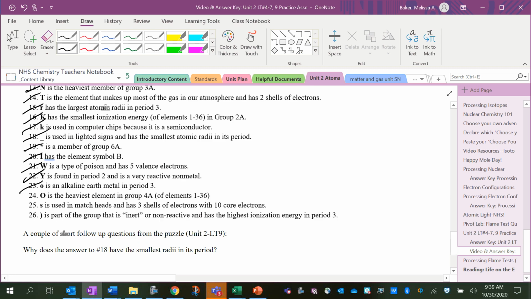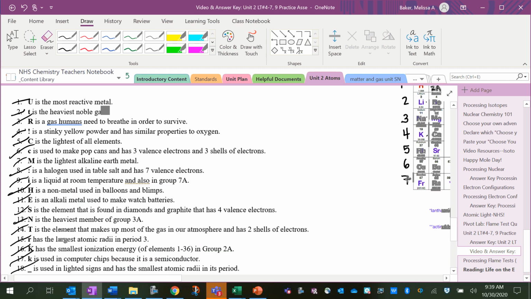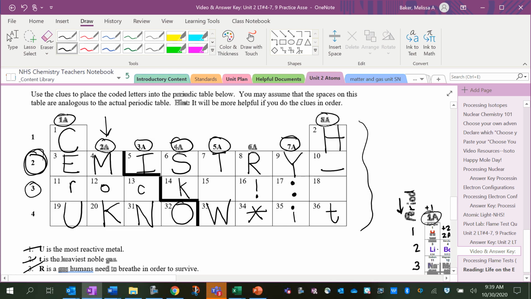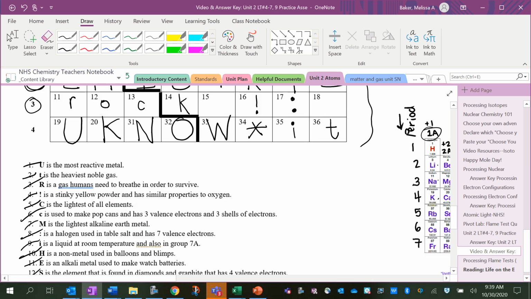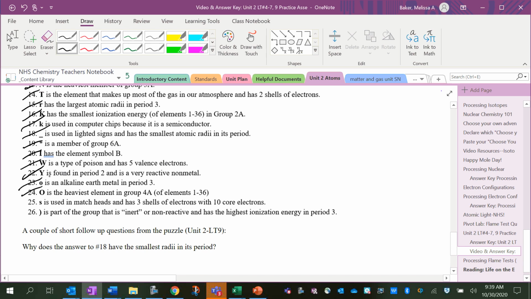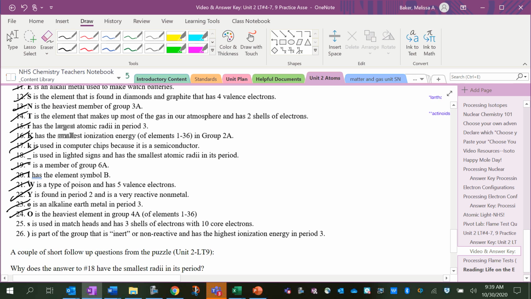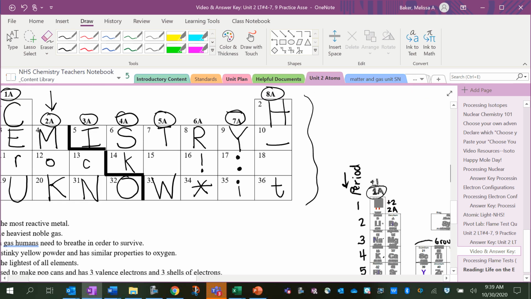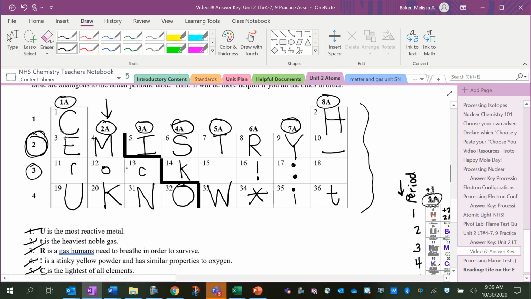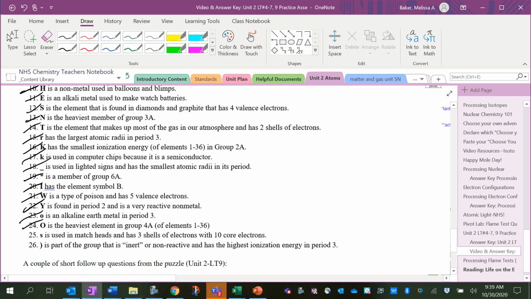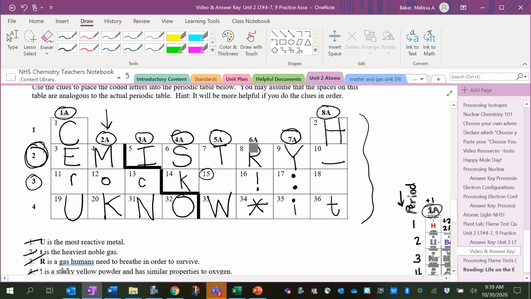Capital O is the heaviest element in group 4A. The bottom of group 4A, good. Lowercase s is used in match heads. It has 3 shells of electrons and 10 core electrons. So 3 shells, okay, and 10 core. Ooh, so 15 minus 5 is 10. Yep, so that works. So this is a lowercase s.